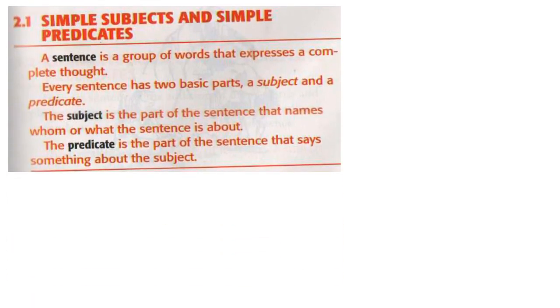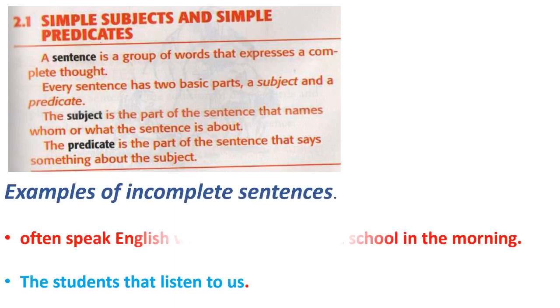Okay? One concept we discuss here is that of having complete sentences or incomplete sentences. If the subject or the predicate is missing, the sentence is incomplete. So when I say, "often speak English with my classmates at school in the morning," you don't have "I" or any other subject, so it's incomplete.